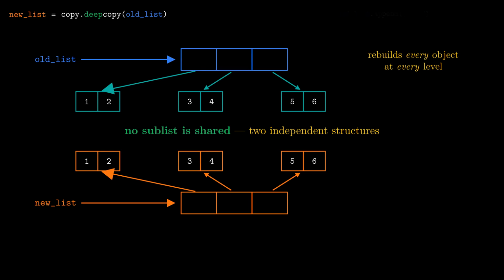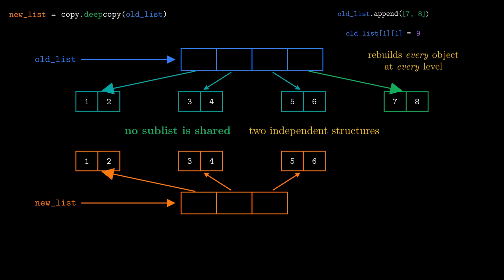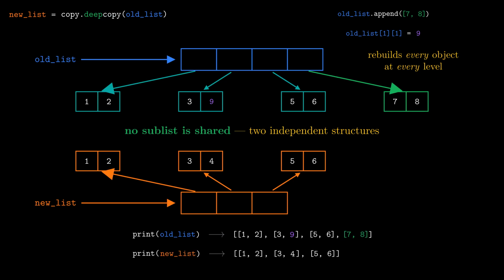Run the same 2 statements again. Append the sublist 7, 8 to old list, and only old list grows. Go into old list at position 1, then position 1 again and change the 4 into 9 and only old list changes. Print both. Old list shows 1, 2, then 3, 9, then 5, 6, then 7, 8. New list still shows 1, 2, then 3, 4, then 5, 6, exactly what it started with.